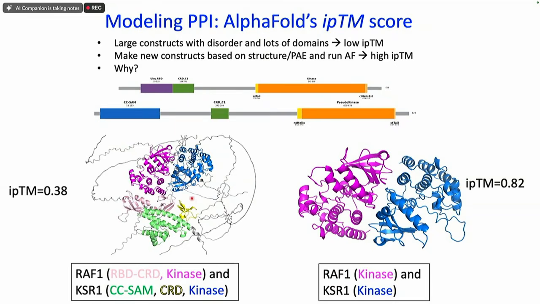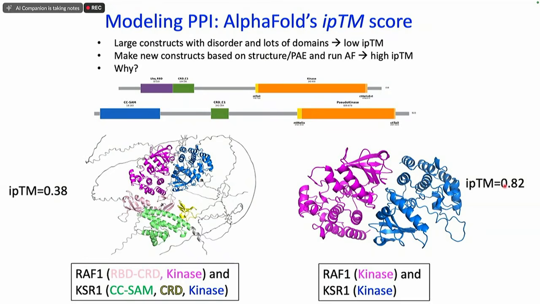There is a score called ipTM, which comes from AlphaFold, output by AlphaFold. And it's a measure of how accurate it thinks the protein-protein structure model is, the interface between the two proteins, the relative orientation between the two proteins. And the score I get for these two full-length proteins, one is 600 residues long, the other one was 900, is 0.38. However, if I isolate the sequences of just the two kinase domains, the magenta domain and the blue domain, ipTM jumps up to 0.82.